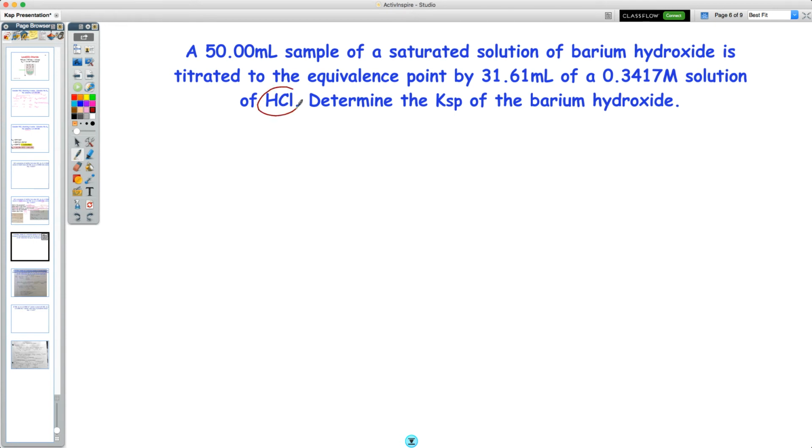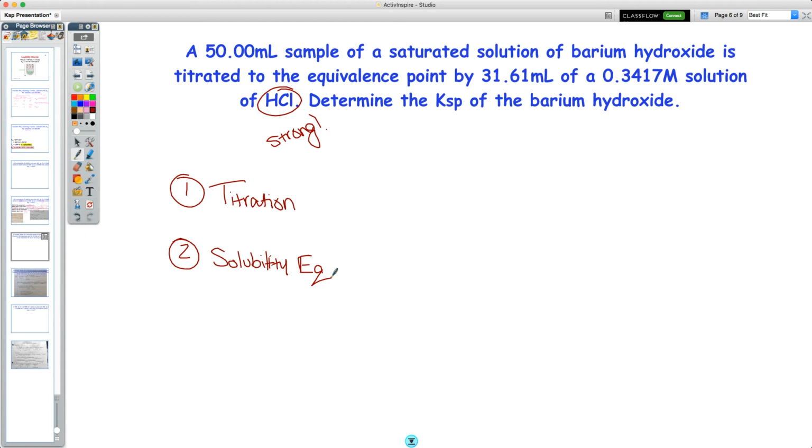So again, remembering our acid and base rules, this is going to be really important because our base, which is barium hydroxide, is not very strong. Determine the Ksp of the barium hydroxide. Okay, I have two things I need to tackle here. Number one, I have to tackle the fact that I've got a titration. Number two, I've got to tackle the fact that I've got a solubility equilibria going on. Those two things we're going to tackle one at a time.